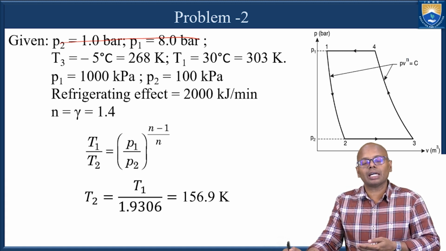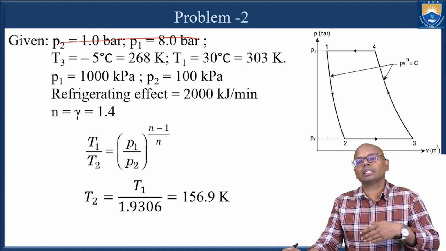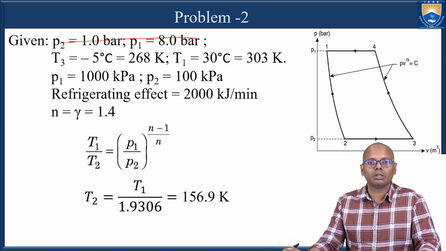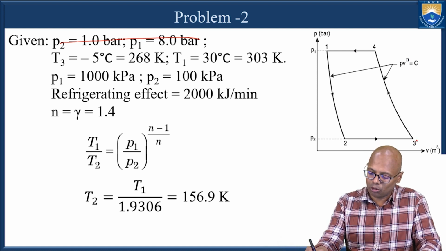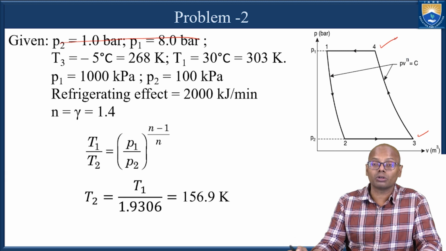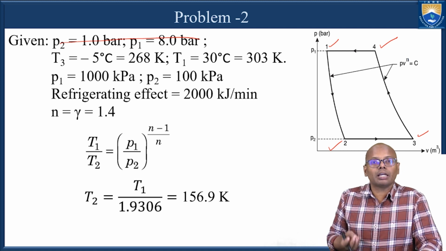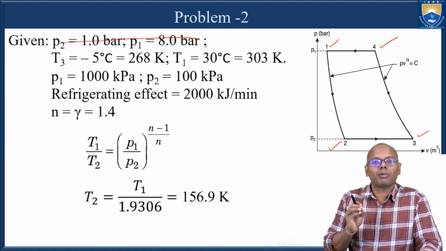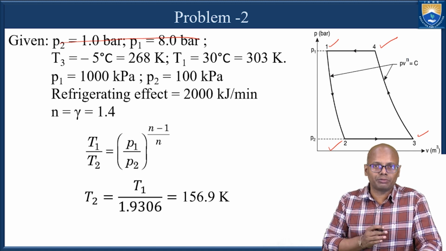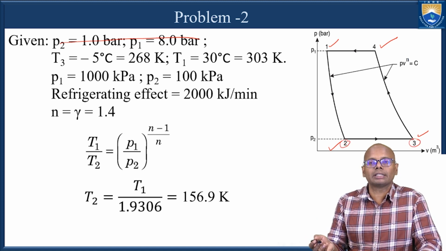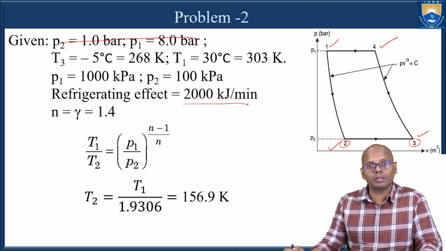I have to find the work of the compressor, the work of the expander, the net refrigeration effect produced, the COP, and the power required. For this, I know T3, so I have to find T4, and I know T1, so I have to find T2. First, I have to find the mass flow rate of the air. If I know T2 and T3, I can find the refrigeration effect per kg of air, and I also know the refrigeration effect per minute. From that I can find the mass flow rate of the air.